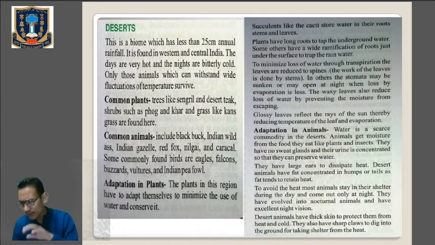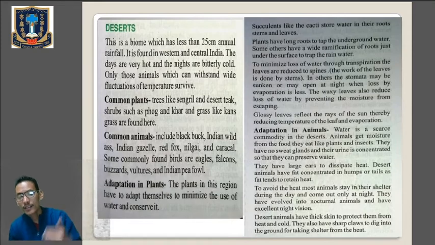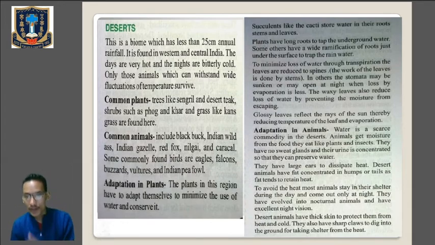Since water is very scarce in the desertic biome, animals also need to adjust to these desertic conditions. Animals get moisture from the food they eat, like plants and insects. They have no sweat glands and their urine is concentrated. Why is it concentrated? Because they have to conserve water, so a minimum amount of water will be lost in the form of urine.